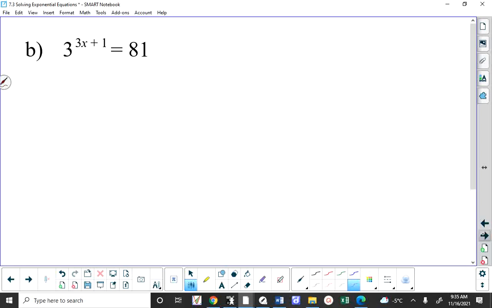So what about this? We have 3 to the 3x plus 1 equals 81. 81, by the way, is a base in this exponential expression. I can write 81 as 81 to the 1. So 81 is a base and 3 is a base, but they are not the same base. So I cannot take the two exponents and make them equal to each other. But 81 can be written in base 3. We can take the number 81 and figure out what it is equal to in base 3.